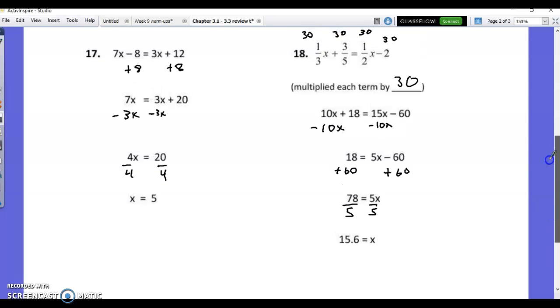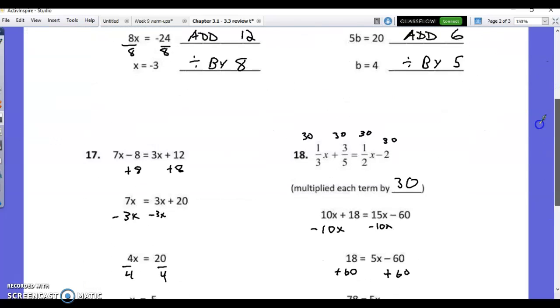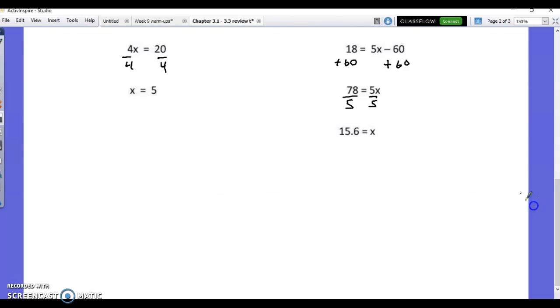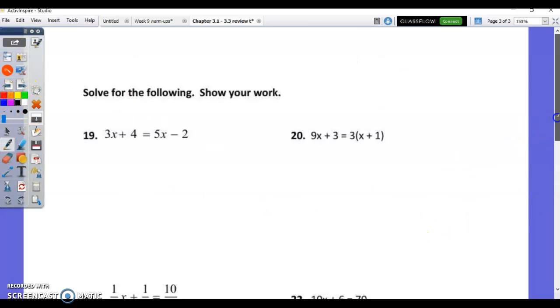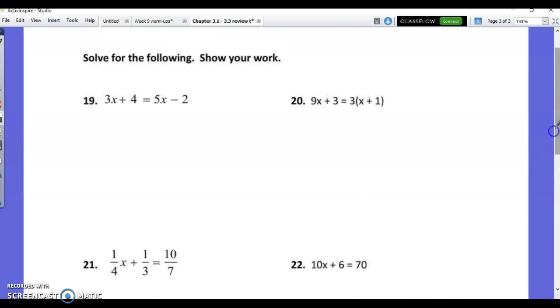All right, again, so just showing your steps. One, you're writing in the steps what you're doing. One, you're just showing it as you go. All right, the last page, we're actually going through and solving for these. So I'm going to go ahead and run through them. You can start wherever you want.